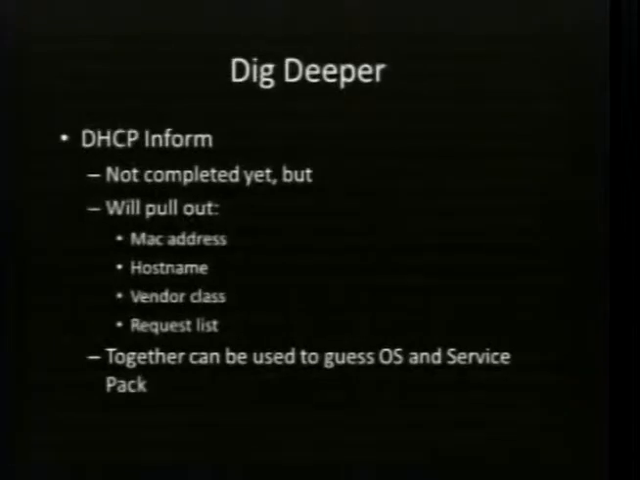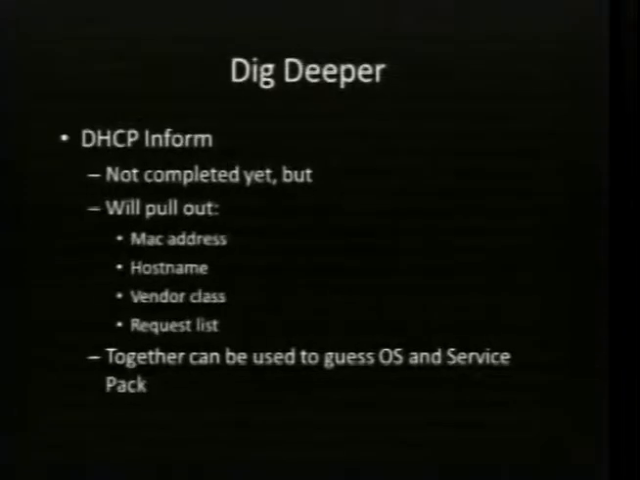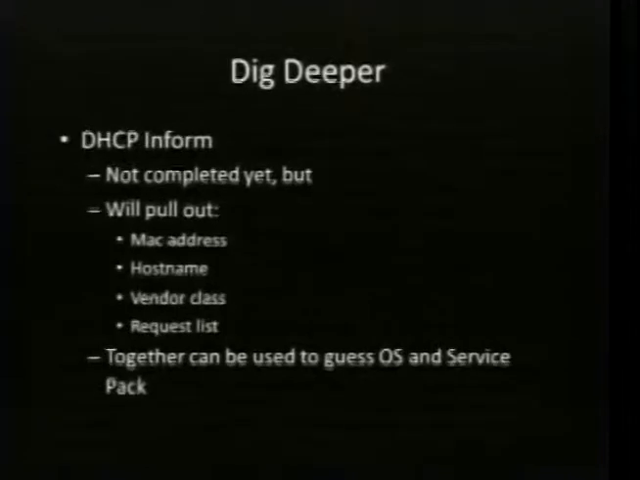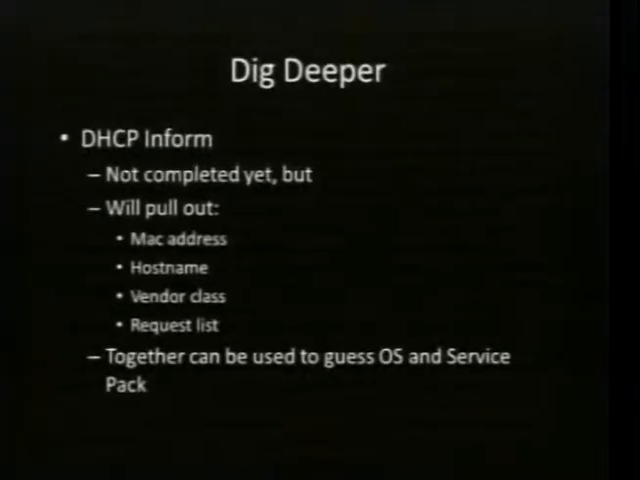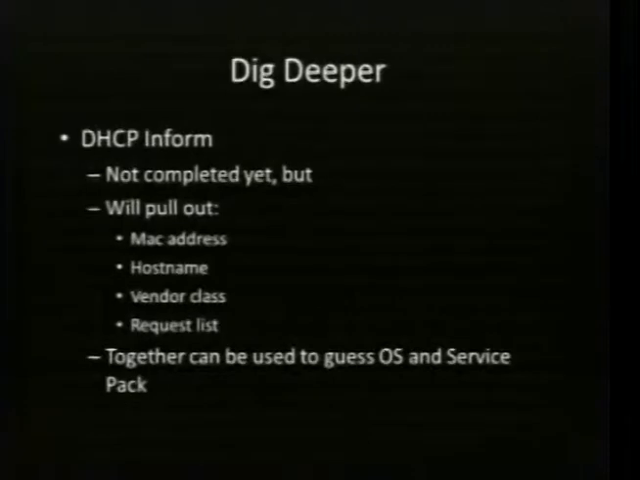So the vendor class will tell us generally what operating system it is, whether it's Windows, all that other stuff. The request list lets us fine-tune that. So for instance, Windows XP requests different fields than Windows 7 requests. And sometimes different service packs request different information. For instance, Windows XP Service Pack 2 requests slightly different information than Windows XP Service Pack 3. So we can actually possibly get down to OS identification down to the service pack level using this information. So basically, we don't have to scan anything. It's just sitting there telling us.